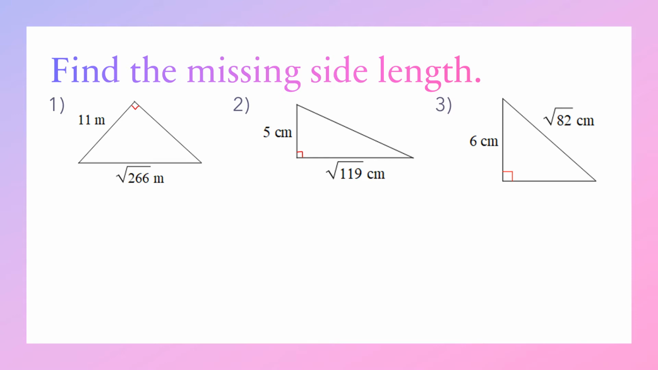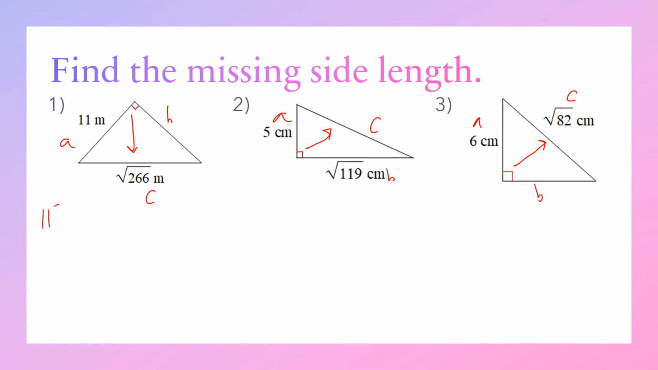Again, I'm incorporating some radical numbers here. So what we want to do here is make sure that you figure out which sides are your A, B, and C. Your C, or your hypotenuse, is always going to be across from the right angle. Make sure you remember that. We have A, B, C, A, B, C, A, B, C. It does not matter which one you make A and which one you make B, but just make sure your C is always across from the right angle.